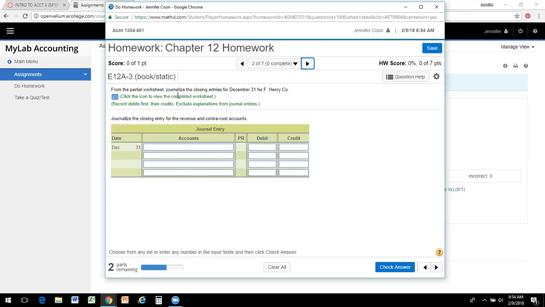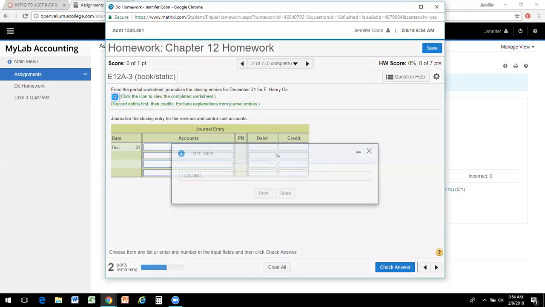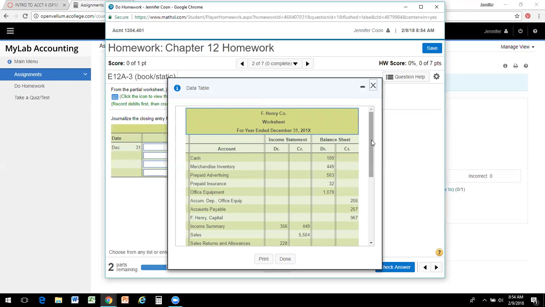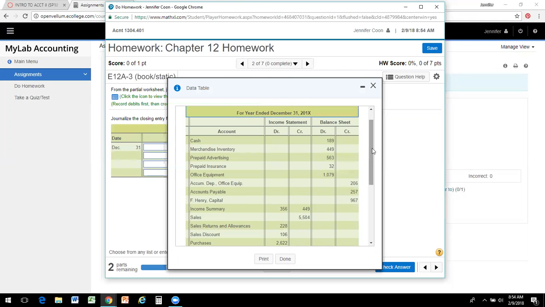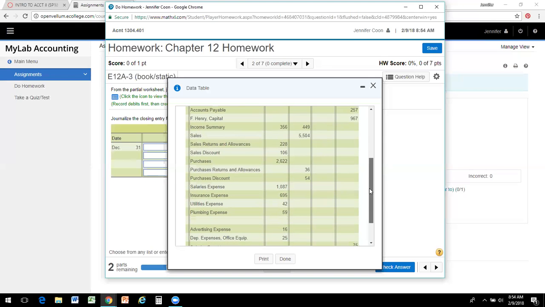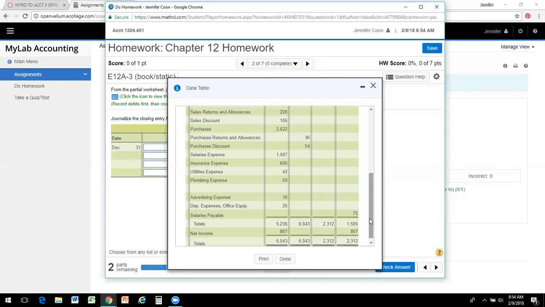Journal entries, closing journal entries. So they're going to give you a worksheet. Now you got to think about, what do we close out? Income summary, revenues, and expenses. So we're not dealing with these items over here, right? So we're closing out these types of items. The other thing you have to watch down here at the bottom, you guys get in a habit of, oh, we're doing everything at the bottom. Remember, salaries payable, and you can see it's on the balance sheet, is not on the income statement. So you're closing out the income statement.